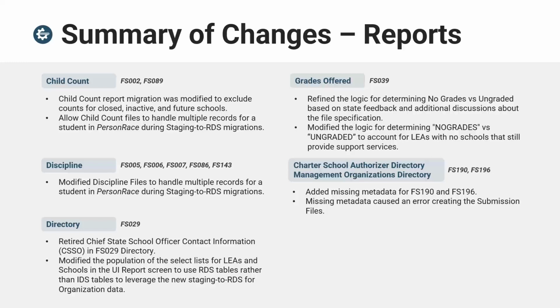And then the last file-specific one was for 190 and 196, which is the Charter Authorizer Directory and the Management Organizations Directory. The metadata was missing for those two files, and we've got a couple of states that are working on those. So we had to add the metadata, and that was the second piece down there. With the metadata missing, it was causing an error if you tried to run it. So those were the file-specific changes.